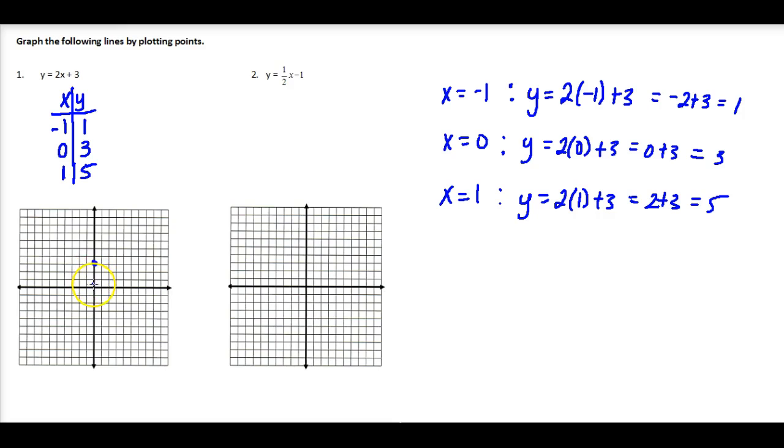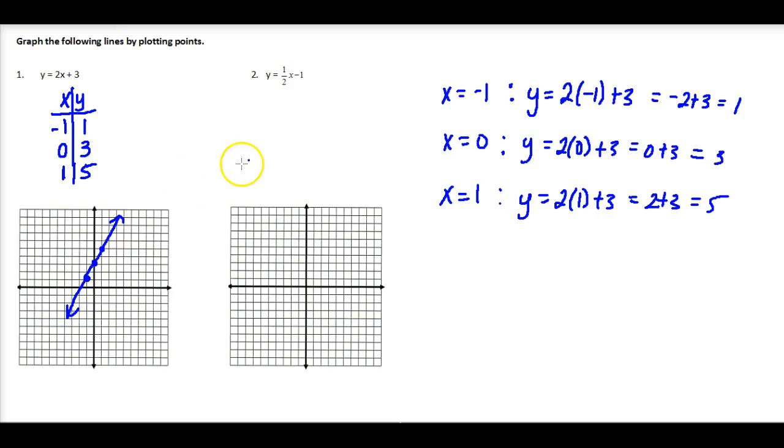Then after that, we're going to do (-1, 1), which would be right here. And then we're going to do (1, 5), which would be 1, and then 1, 2, 3, 4, 5, right here. And so now that we have these particular points, we can just draw our line through here and graph.